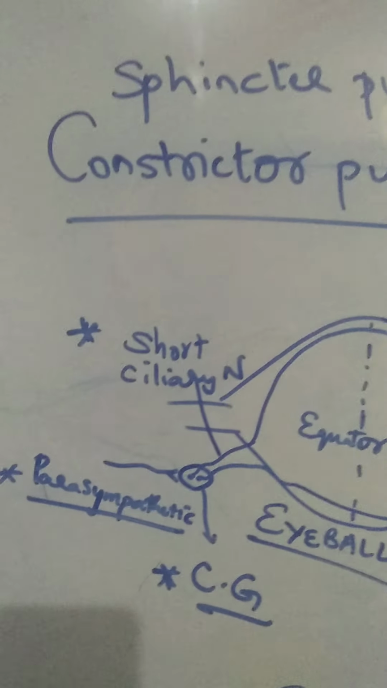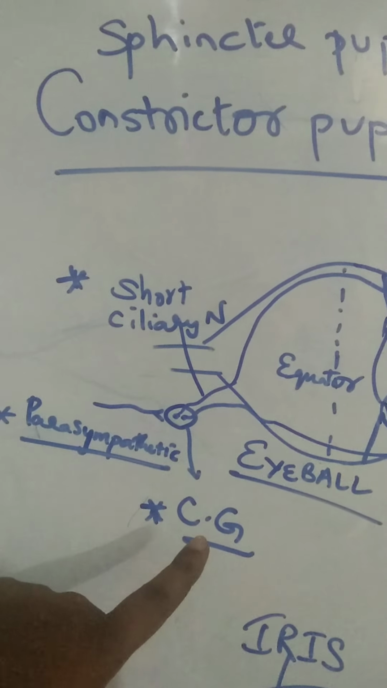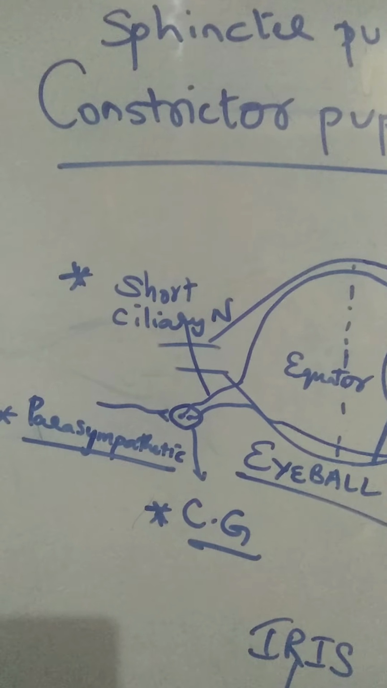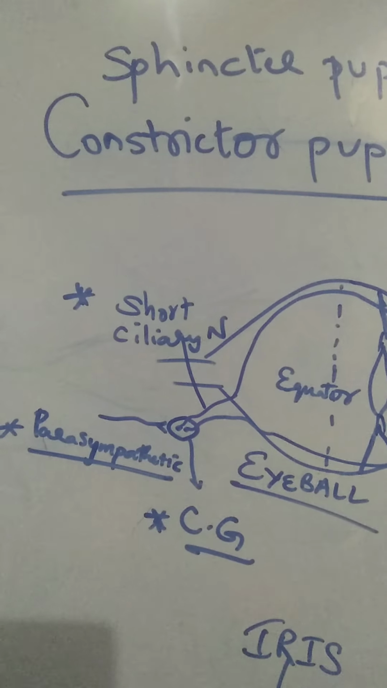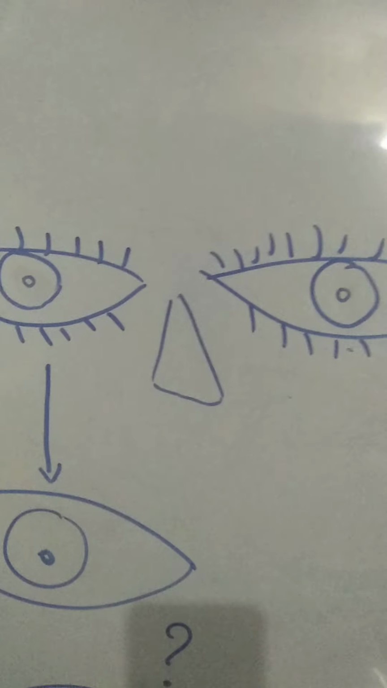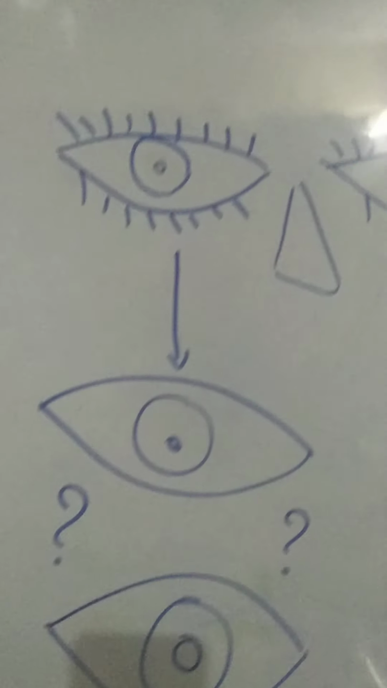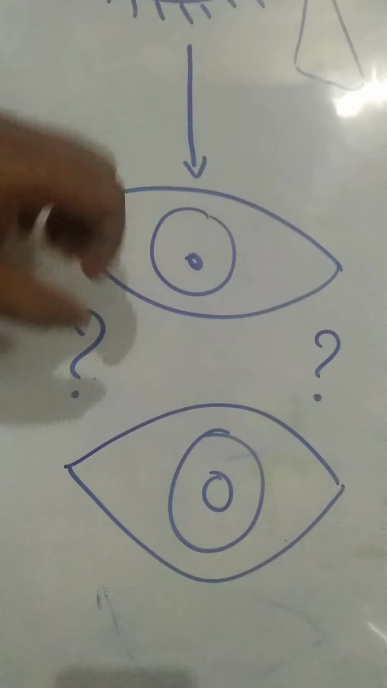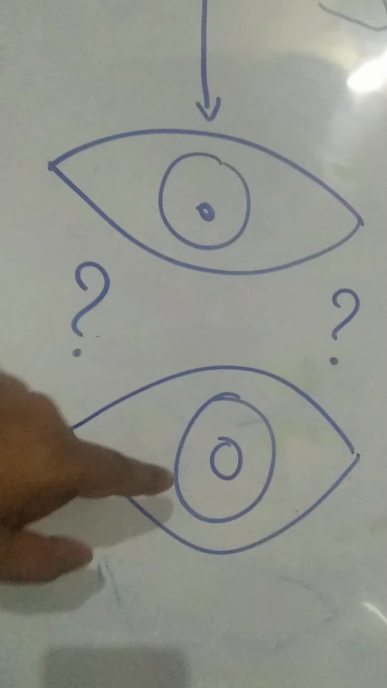So the nerve supply is mainly by the parasympathetic nervous system via the ciliary ganglion, and the actual nerve is called the short ciliary nerve. Now the main action of this muscle is, so this is a neutral position of the pupil. There are two options which are possible. Either it can narrow down the pupil like this, or it can dilate the pupil like this.